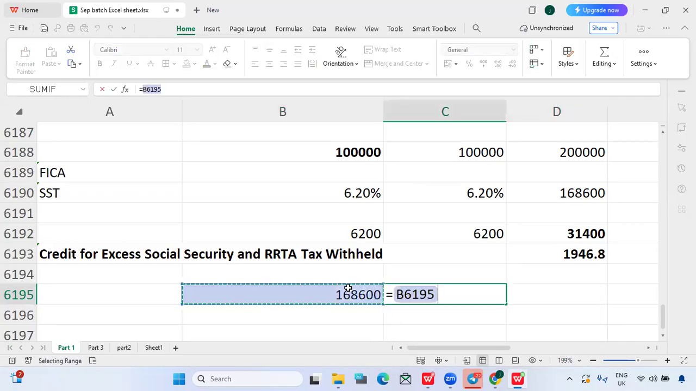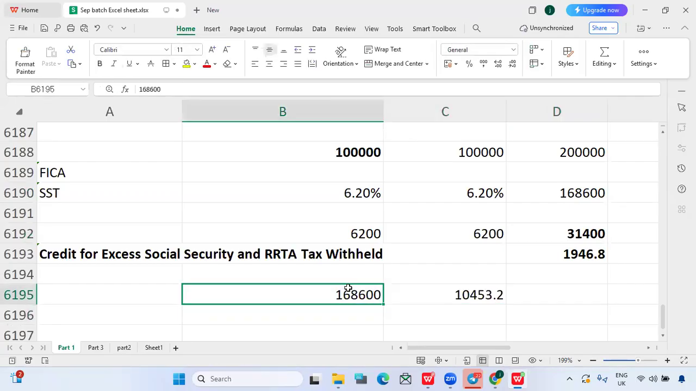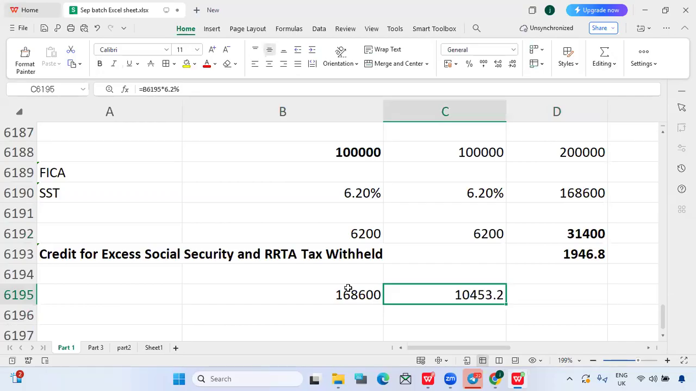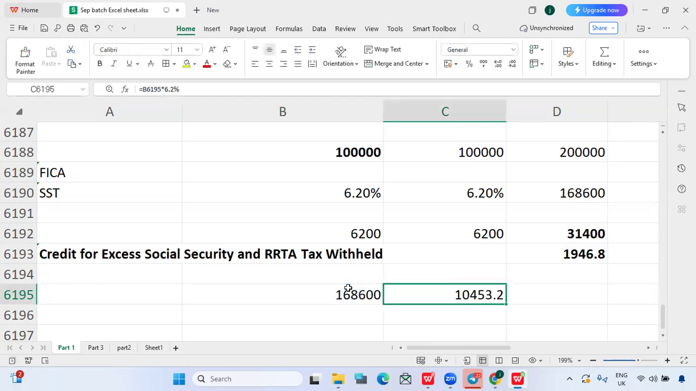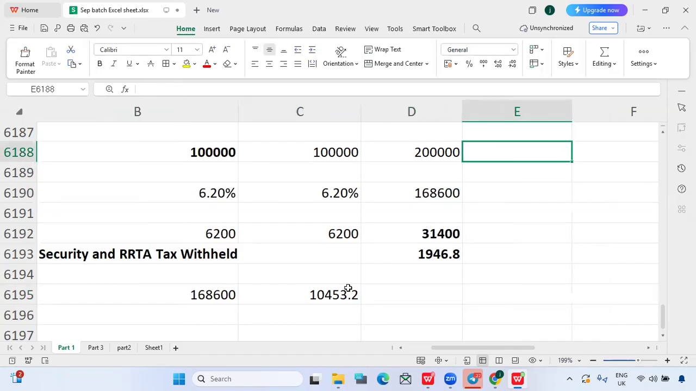168,600 into 6.2 percent. So the maximum social security per person per year he will pay is 10,453. Either way, you can remember it in this way as well. See, per person per year, how much social security tax does he need to pay? He needs to pay 168,600 into 6.2 percent, which is 10,453. But here in this case, how much have we paid?